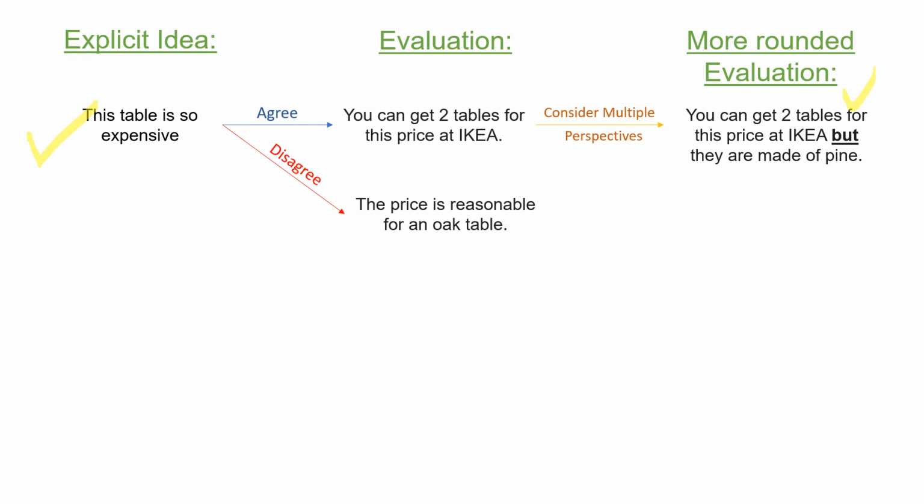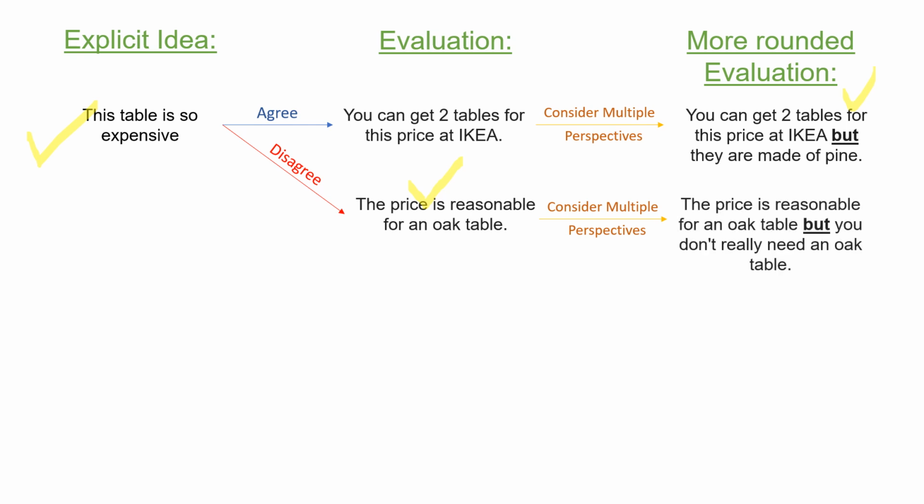If I disagree with the idea that this table is so expensive, I may say that the price is reasonable for an oak table. I'm saying that this is an oak table, so an oak table has to be a little expensive. And when I go for a further perspective, I may say that the price is reasonable for an oak table, but you don't really need an oak table. You don't have to go for an oak table.